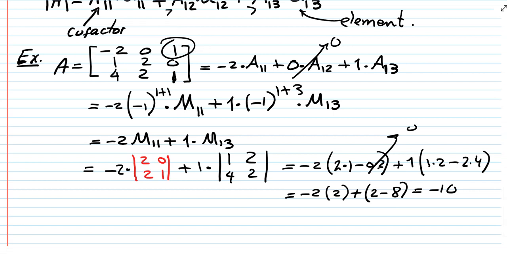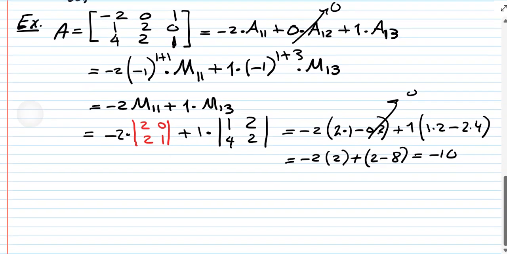And we will verify it, we'll confirm it using expansion by another row or column in just a moment. Now, we will create a shortcut here in a moment. Okay, so this will go a little faster.